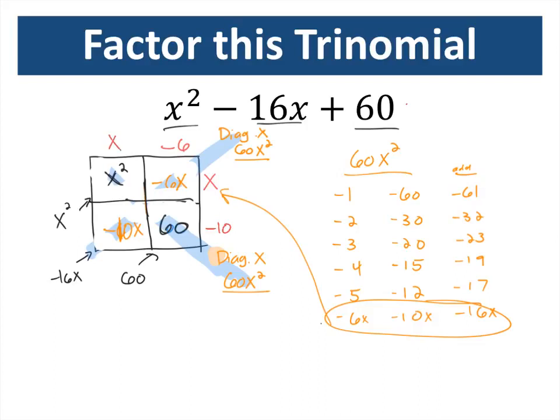So if I wanted to rewrite this in factored form, I would write x minus 6 times x minus 10, because those are the two factors that come out on the outside. And these two expressions are actually equivalent. I took a really long time to do this one, so I'll go through the next one rather quickly.